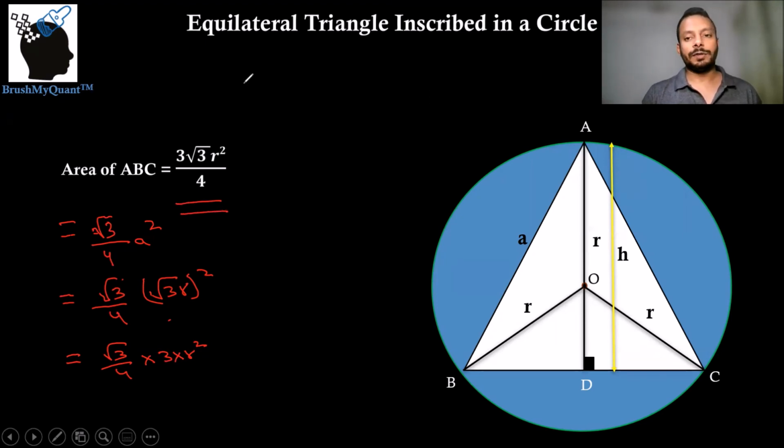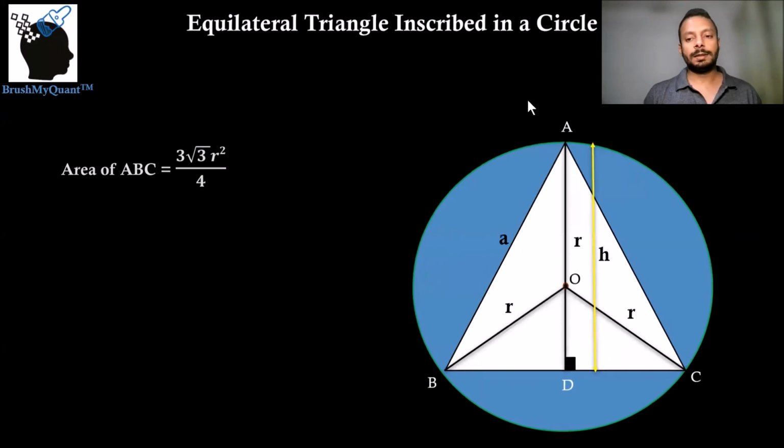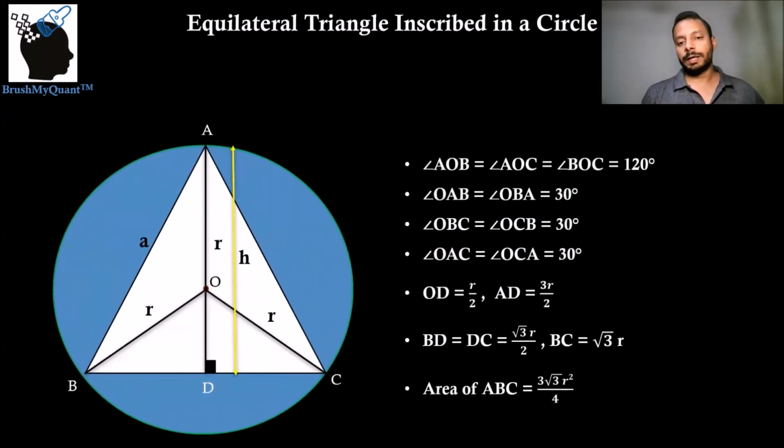So let's do a quick revision of all the properties. So these are all the properties which we have learned. I hope you will be able to solve all the questions related to an equilateral triangle inscribed in a circle now.